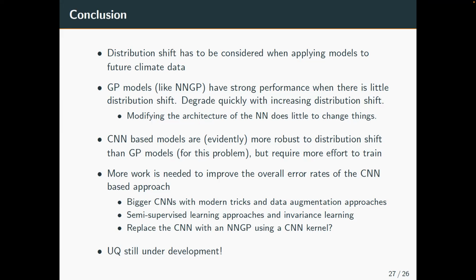More work is still being done to improve these error rates. Right now, we've essentially replaced the CNN with a much deeper residual CNN, which performs quite a bit better. And finally, we're still working on the results for the UQ as well. That's it. Thank you for listening.